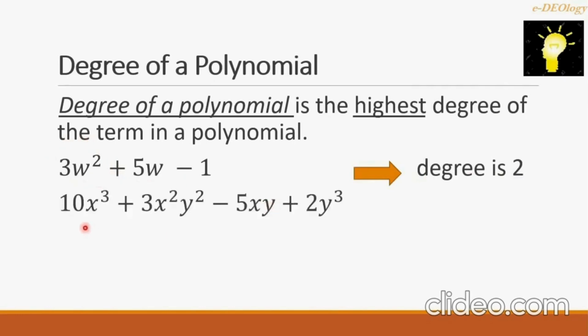Let's have the second example, 10x cubed plus 3x squared y squared minus 5xy plus 2y cubed. Let us identify the degree of each term. In the first term, the degree is 3. In the second term, the degree is 4. Third term, degree is 2. Fourth term, the degree is 3.